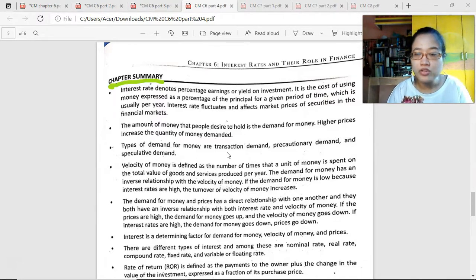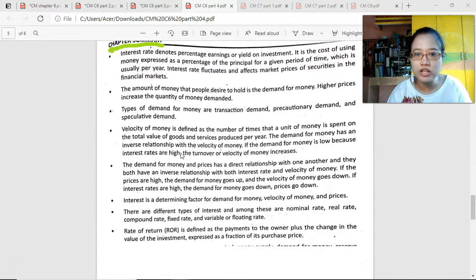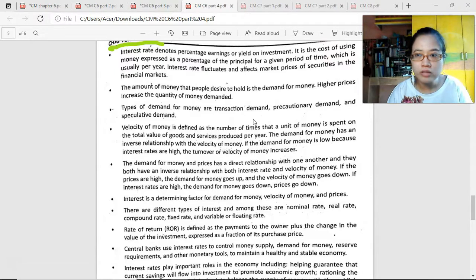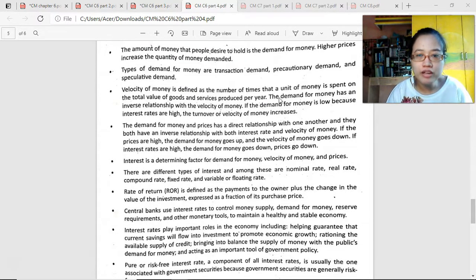Types of demand for money are transaction demand, precautionary demand, and speculative demand. Transaction demand, so they're going to use it for their daily lives, their meals, utilities, rent, and others. Okay, and then precautionary demand, building your emergency fund for contingency or emergency situations. And then you have your speculative demand if you're an investor and you feel that holding onto your money now would be more beneficial, and then waiting for a certain event to happen before you spend your money. So that's speculative.